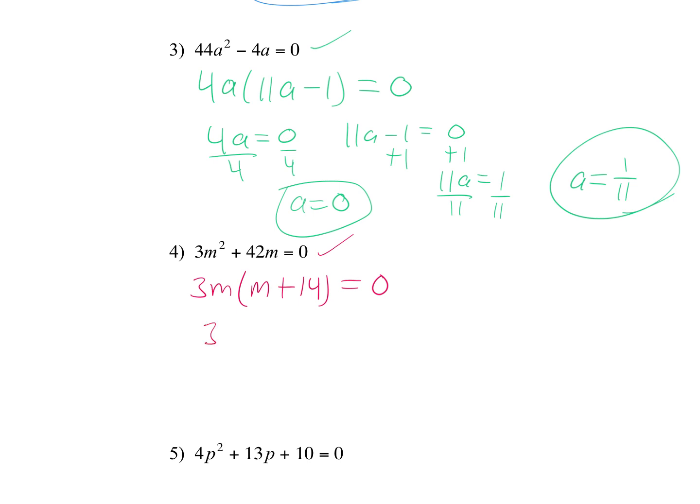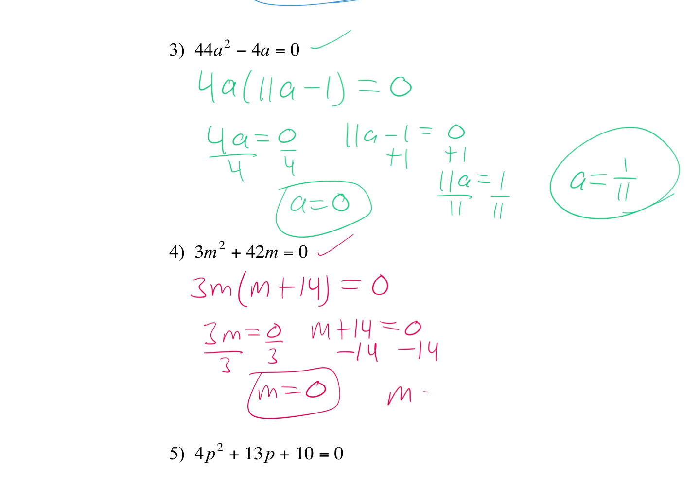Now we want to set each factor equal to 0. So we get 3m equals 0, and m plus 14 equals 0. Divide both sides by 3 on this one. We get m equals 0. And then subtract 14 on this one. We get m equals negative 14. All right, good.